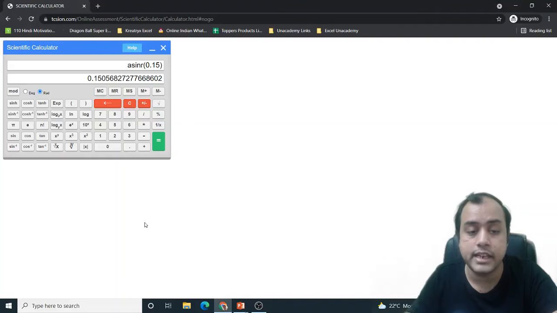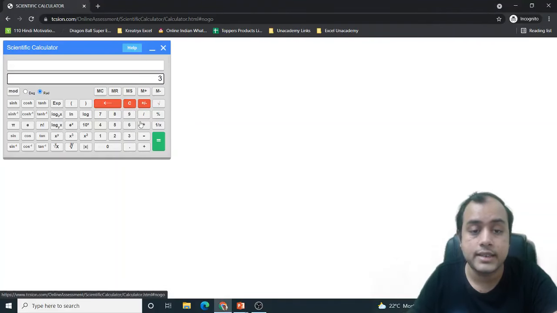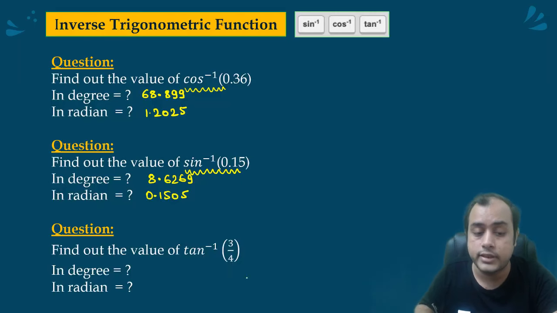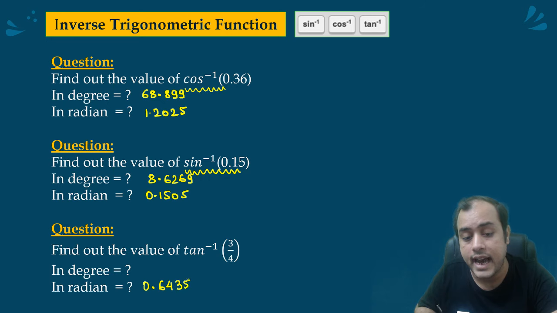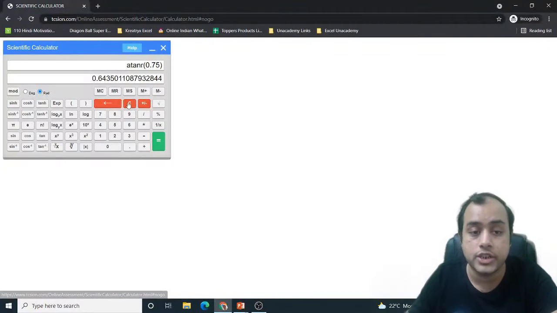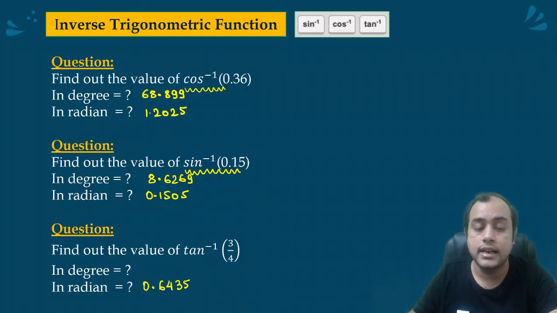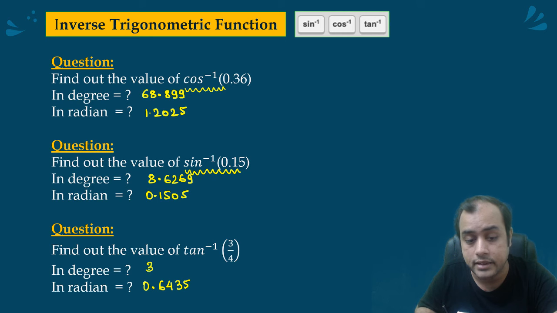Similarly, tan inverse 3 by 4. So first I'll take 3 by 4. I'll press equal to. Then I'll take tan inverse. See, in radian it is set, 0.6435. If we want to go in degree, I'll have to redo the entire calculation. 3 by 4 equal to, I'll set in degree, tan inverse, 36.869. Okay.